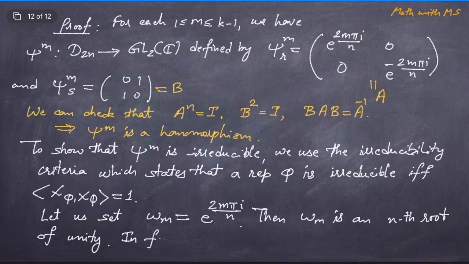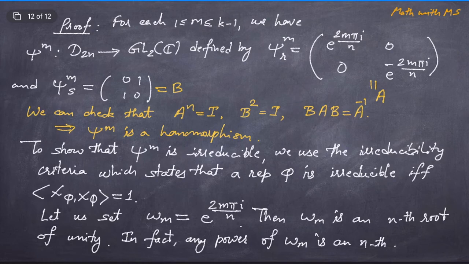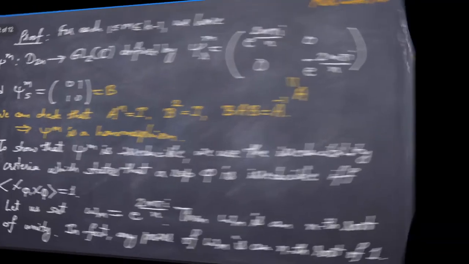In fact, any power of omega m is an nth root of unity. So we are going to use some elementary properties of roots of unity in complex numbers.